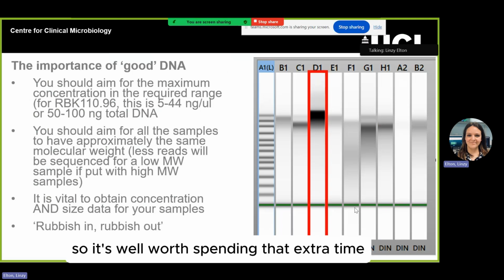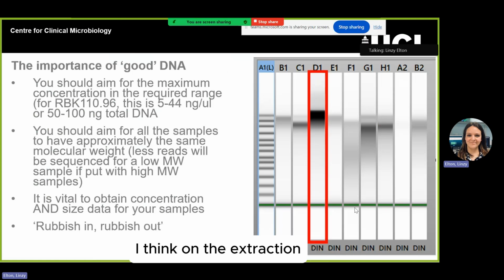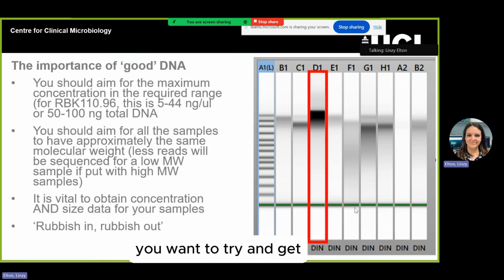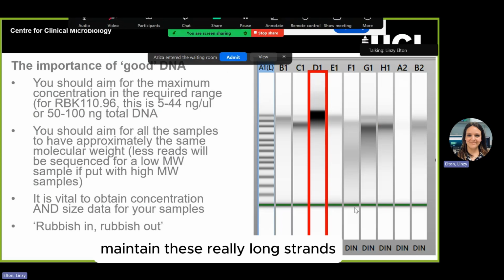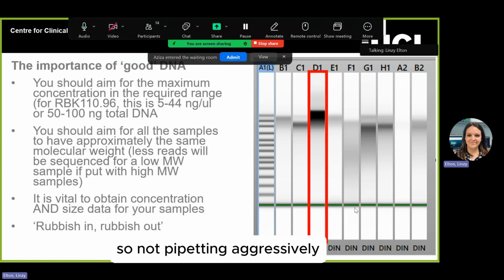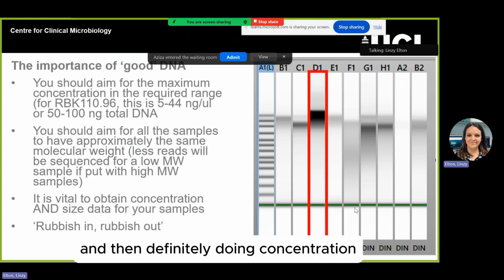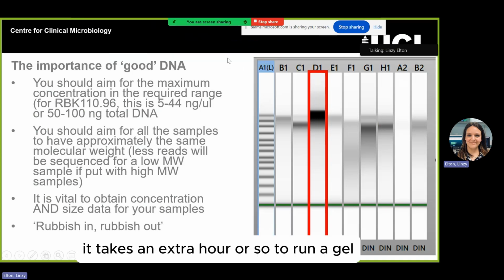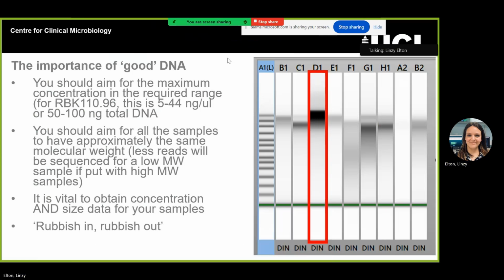So it's well worth spending that extra time, I think, on the extraction, being very gentle with the extraction, because again, you want to try and maintain these really long strands. So not pipetting aggressively, being very gentle. And then, yeah, definitely doing concentration, but also doing this size analysis as well. As I say, it takes an extra hour or so to run a gel. It's very much worth it, I think, in the end.